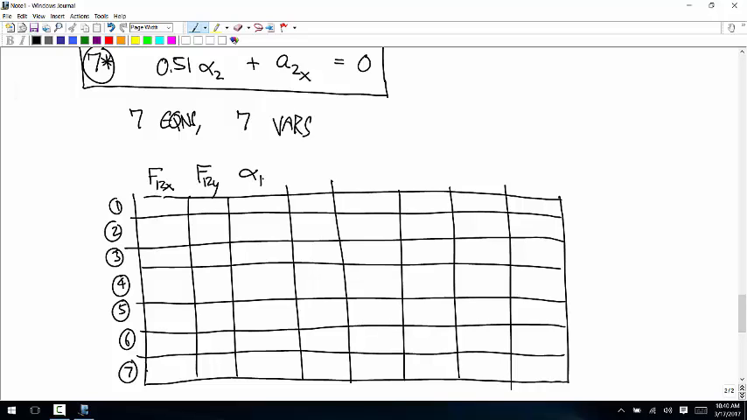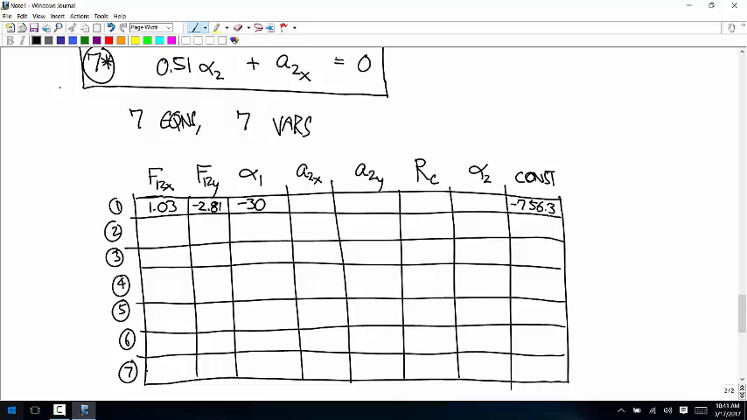So I'll call this alpha 1, a2x, a2y, rc, alpha 2, and then these are the constants. And so f12x, we have 1.03 of those. f12y, we have negative 2.81 of those. Alpha 1, we have negative 30. And the constant is negative 756.3. All the rest are 0.